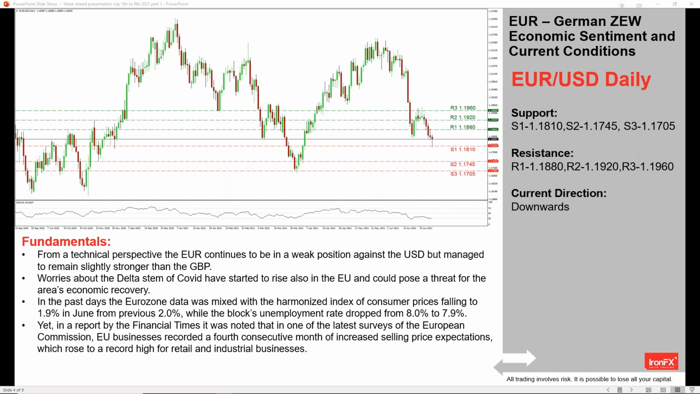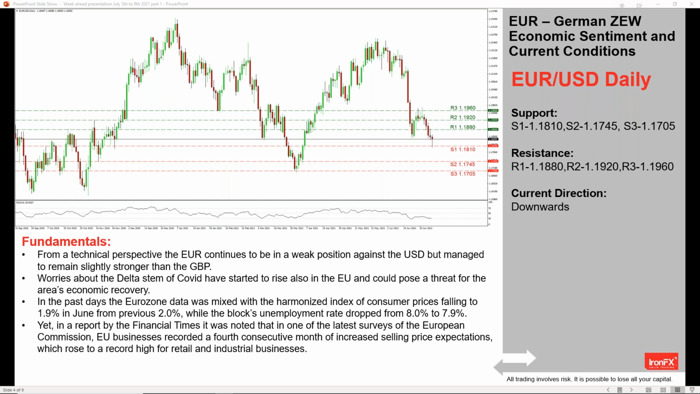In the past days, the eurozone data was mixed, with the harmonized index of consumer prices falling to 1.9 in June from previous 2.0, while the bloc's unemployment rate dropped from 8% to 7.9%, slightly improved. Yet, in a report by the Financial Times, it was noted that in one of the latest surveys of the European Commission, EU businesses recorded the fourth consecutive month of increased selling price expectations, which rose to a record high for retail and industrial businesses. And that's one of the main positive things that we tend to note.